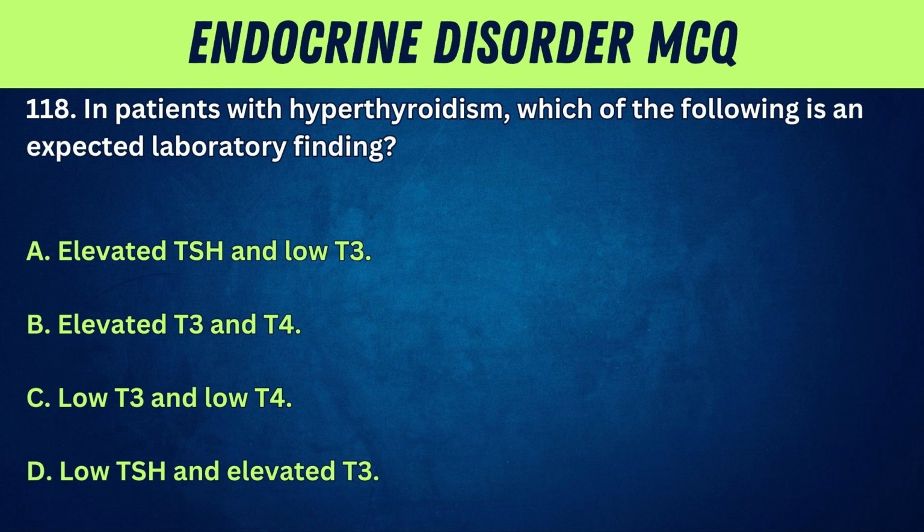118. In patients with hyperthyroidism, which of the following is an expected laboratory finding? A. Elevated TSH and low T3. B. Elevated T3 and T4.